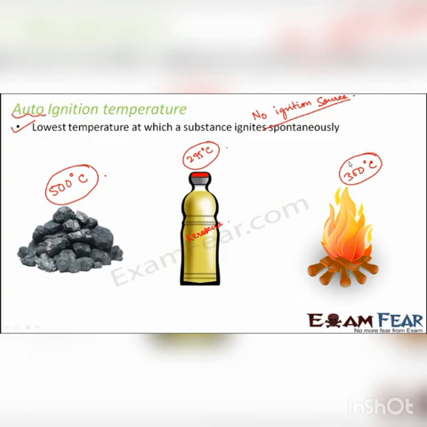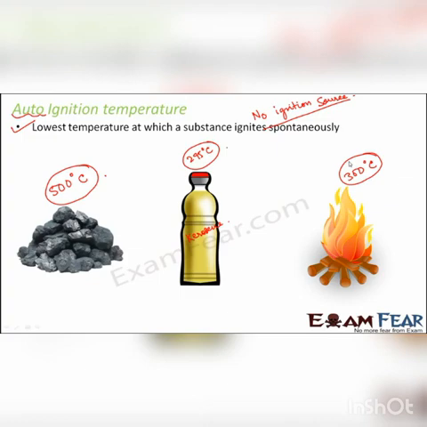Auto ignition temperature also indicates the combustibility of a substance. A substance which has a higher auto ignition temperature will not catch fire easily. For example, if you compare coal and wood, and heat both, which will catch fire faster? Wood, because as soon as wood reaches 300 degrees Celsius, it will catch fire. But for coal, it can go beyond 300 and up to 500 degrees Celsius.